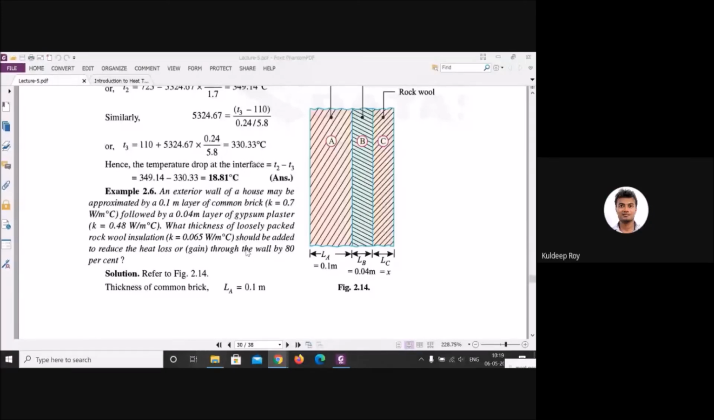What is your answer? 0.058. Okay. What is your name? Akshita Pawar. Okay. Sir, 0.058. Okay. Good. What is your name? Sir, Sagar Verma. Okay. Sir, 0.0578. Okay. Then what is your name? Vanshika Rana.